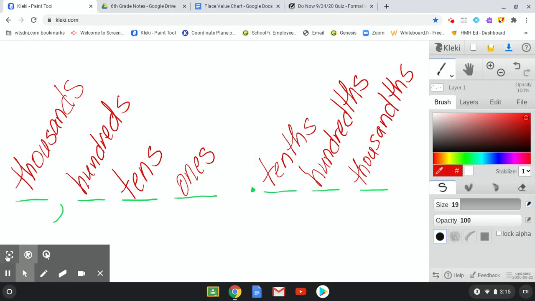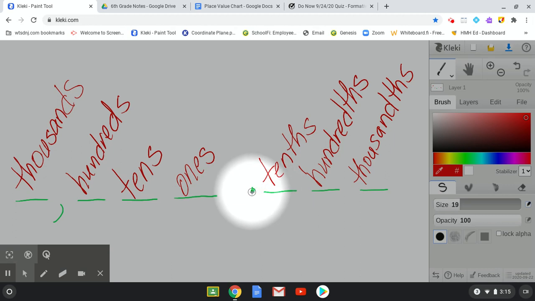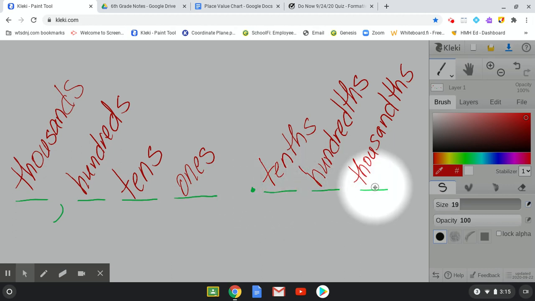Just a quick review on rounding. The first thing I want to do is go over what the place values are called. So if we look here, if you notice I have my decimal here. Any place value to the right of my decimal point, the place values have the letters THS at the end. So the first place value is the tenths.